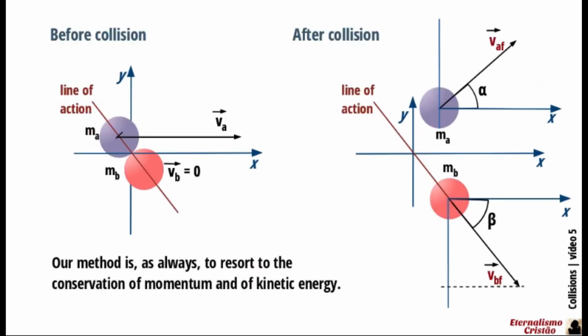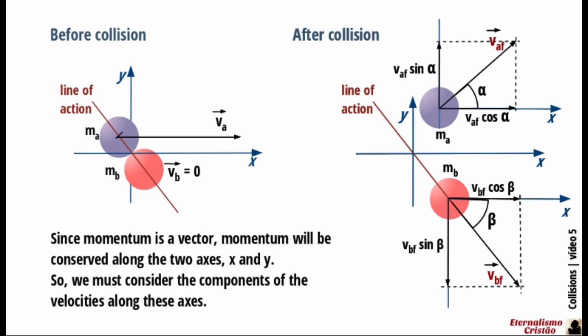Our method, as always, is to resort to the conservation of momentum, and of kinetic energy. Since momentum is a vector, momentum will be conserved along the two axes, x and y. So, we must consider the components of the velocities along these axes.